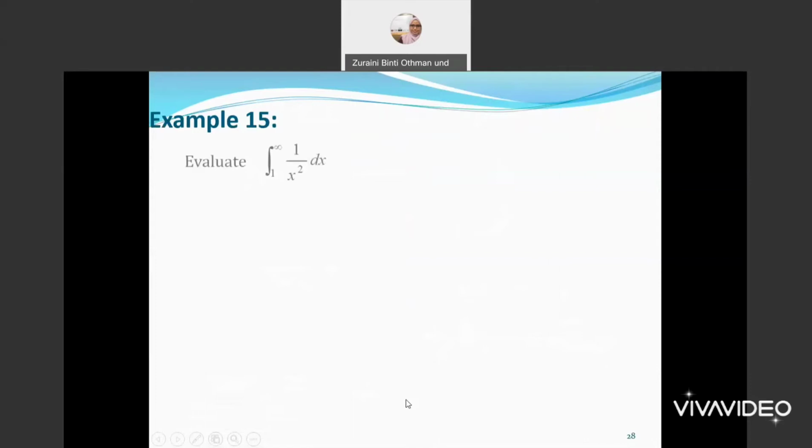Okay, so this is the example. Look at this, we have the lower bound as 1 and upper bound as positive infinity, for 1 over x squared dx. We have to find the integration from 1 until infinity. So by using the definition just now, we have to change this into a limit. We replace the upper bound with T, so it becomes limit T approaching positive infinity, from 1 until T, integration of 1 over x squared dx.